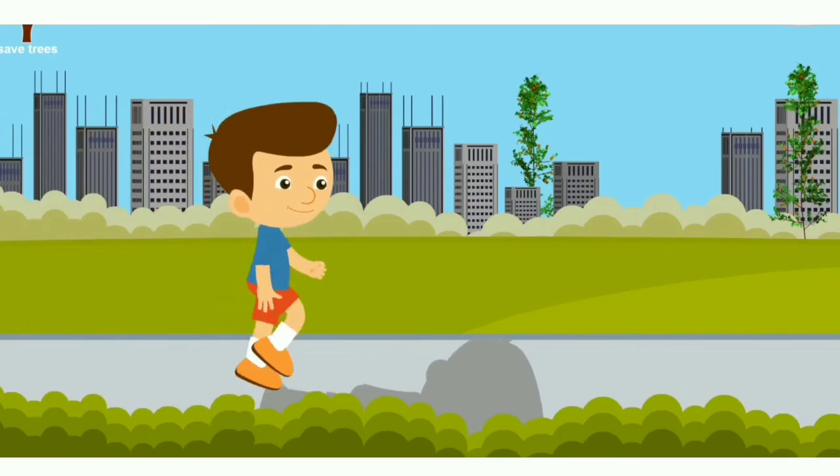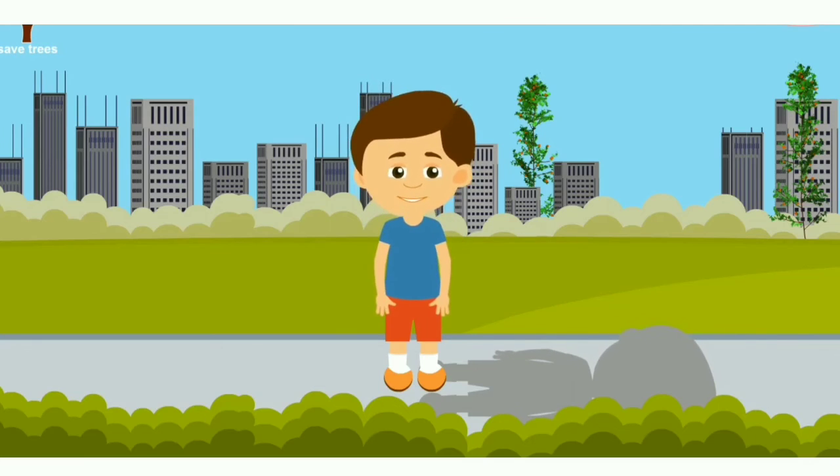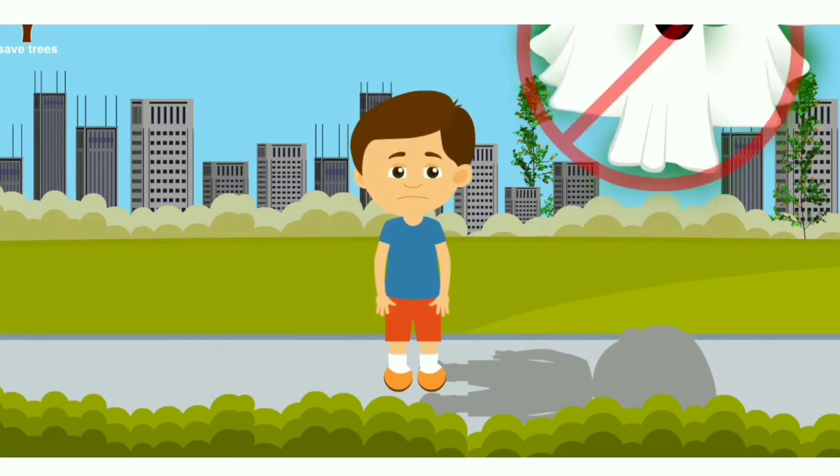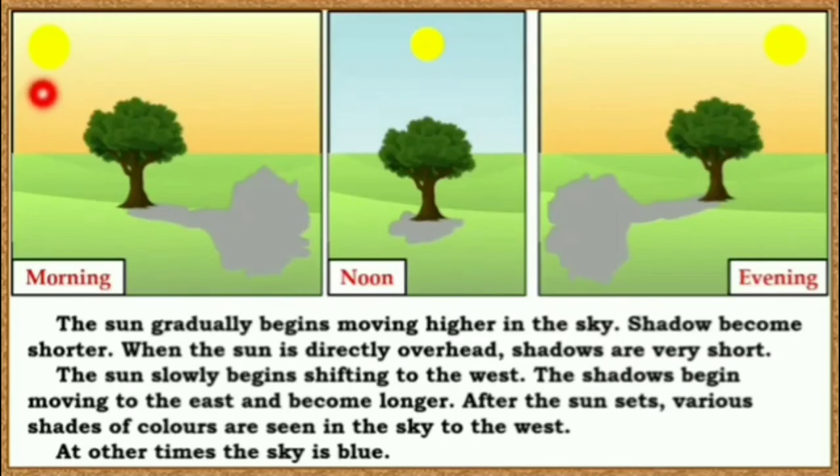When you are walking around in a park on a sunny day, did you notice that you are not alone? It seems that everywhere you go, something is following you. Don't be afraid. It is not a monster. It is just your shadow. The sun gradually begins moving higher in the sky.